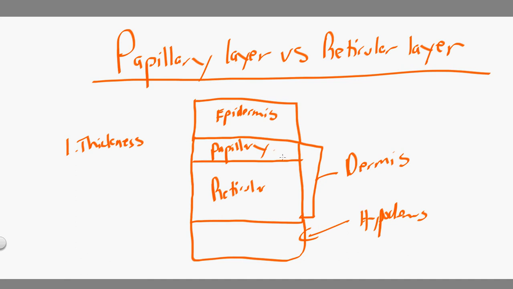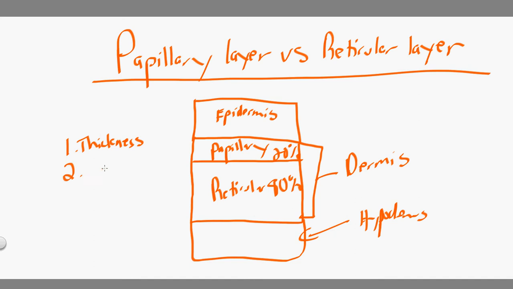So the reticular layer, as you can see in this little drawing here, is thicker. It's thicker. We can see that. And the reticular layer accounts for about 80% of the thickness of the dermis, and about 20% goes to the papillary layer. So most of the dermis is the reticular layer. That's the first point, the thickness.